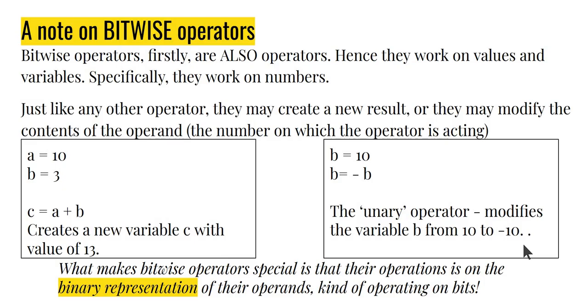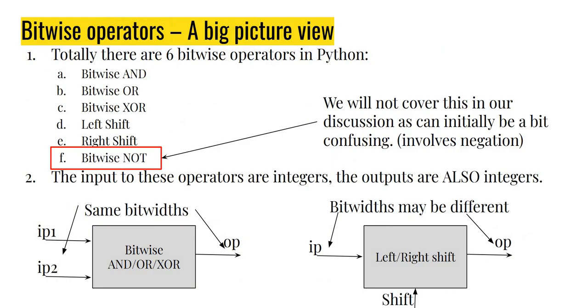And the same thing with bitwise operators. However, what makes the bitwise operators special is that the operations are done on the binary representation of the operands, which is why they are kind of like working bit by bit, and hence actually the name. It turns out that there are 6 bitwise operators in Python: a bitwise AND, OR, XOR, left shift, right shift, and finally a bitwise NOT. Now, in our exposition, through this activity, we will look at the first 5. We will not be looking at bitwise NOT.